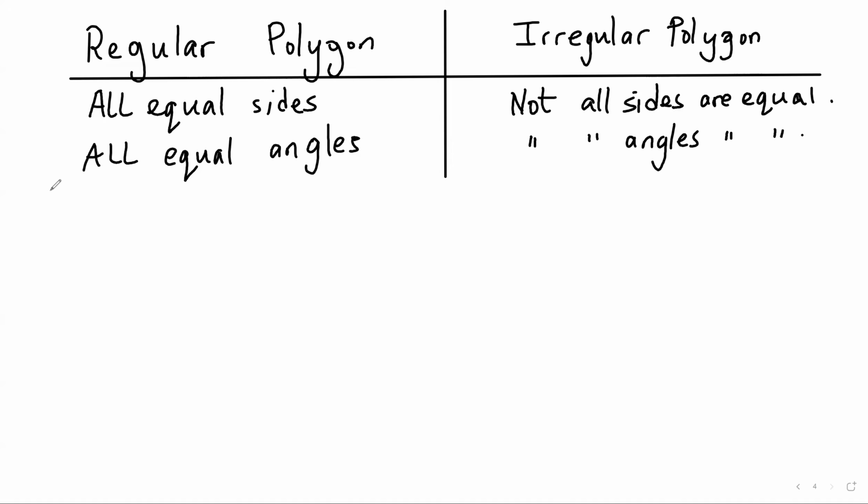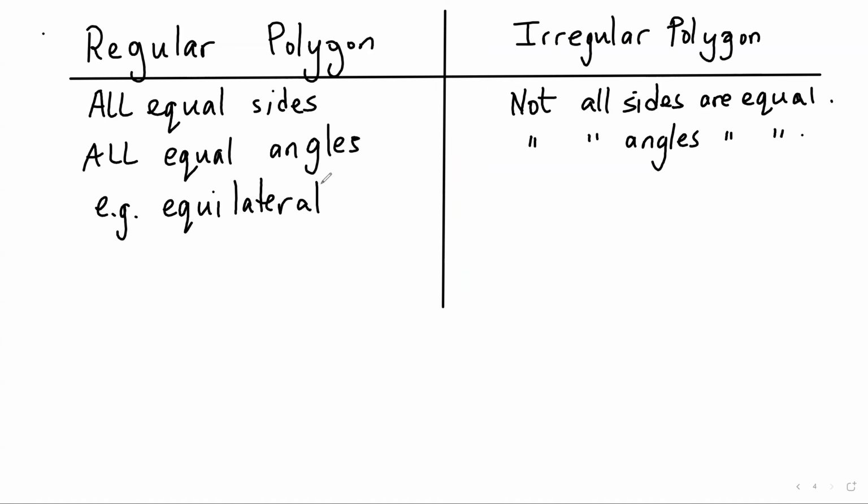So, for example, a regular triangle. Which type of triangle would be considered a regular polygon? Because you know there are different types of triangles, right? Equilateral. That's right. An example of a regular three-sided polygon would be an equilateral triangle.